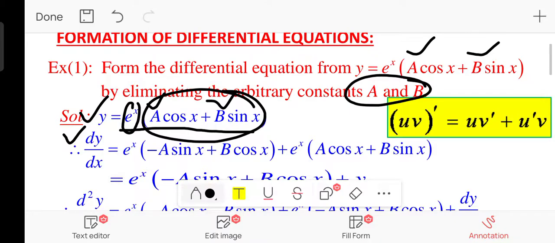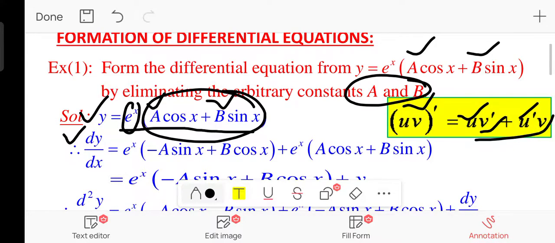So here we have to apply the uv formula. So what is the uv formula? d by dx of uv, that is uv whole dash, is equal to u into differentiation of v plus v into differentiation of u, that is uv dash plus u dash v. The order can change, because in between the two terms plus is there.